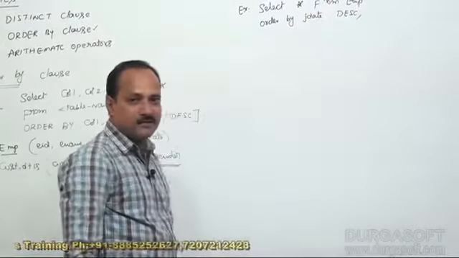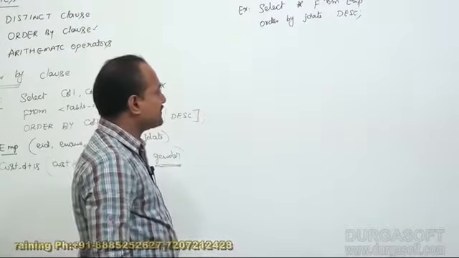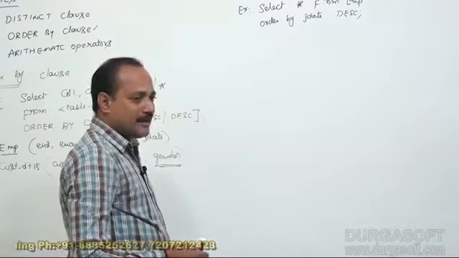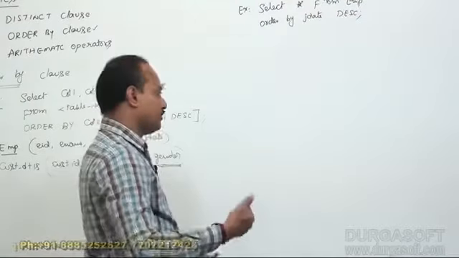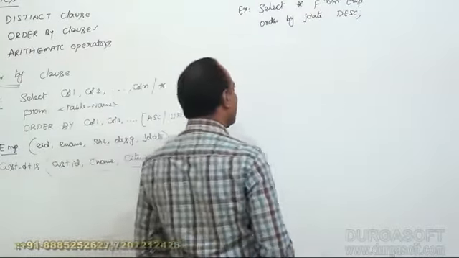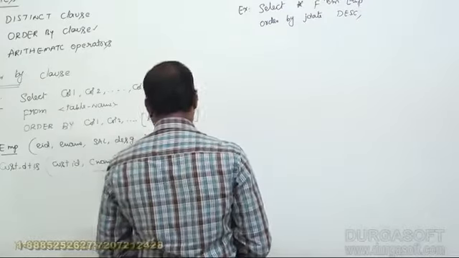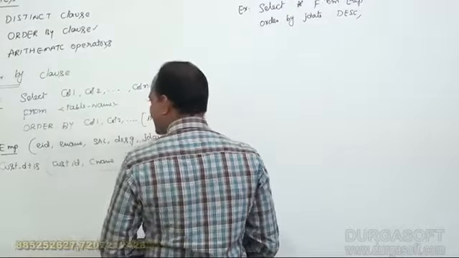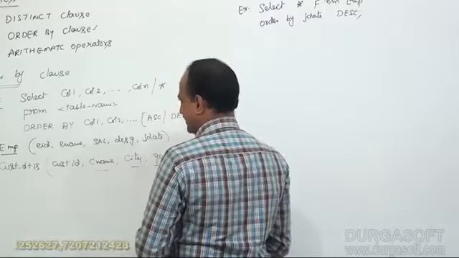You have to use the keyword DESC. Then you can see employee information like latest employee to oldest employee. Okay, in this way we can order the data either in sorting order or reverse sorting order.